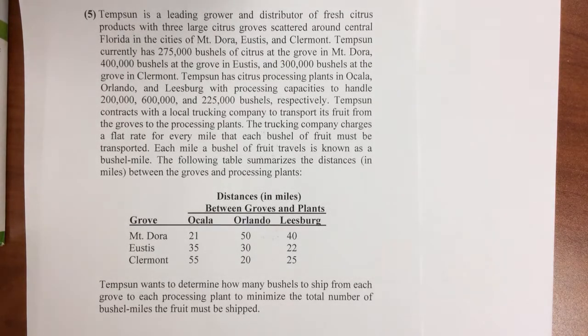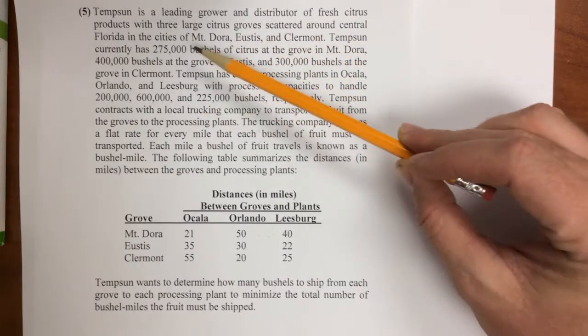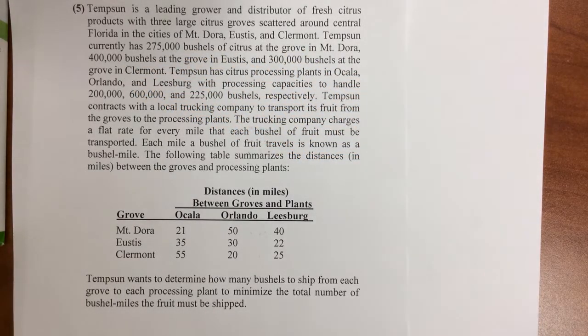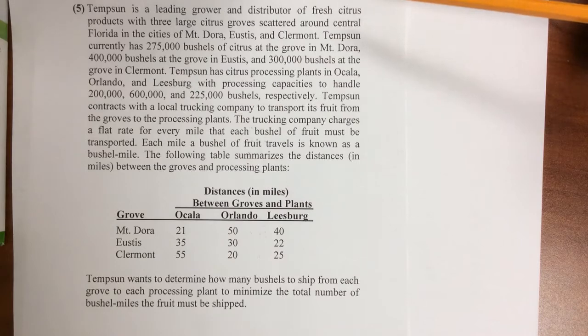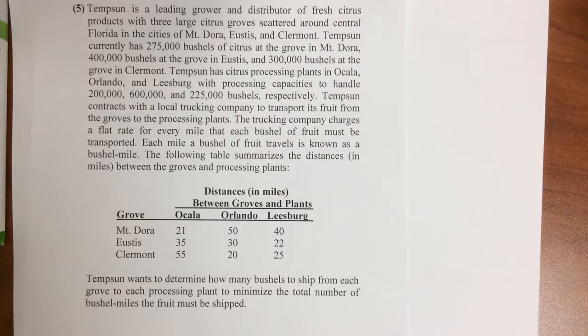So this problem is set up such that we have citrus fruit, peaches. They're practically citrus. We have 3 groves where we have citrus plants: Mount Dora, Eustis, and Claremont. We have different amounts of bushels of peaches in each location. The question is how do we ship those to the processing plants located in Ocala, Orlando, and Leesburg, such that we get charged per bushel mile that we ship. We want to minimize the total number of bushel miles the fruit must be shipped.